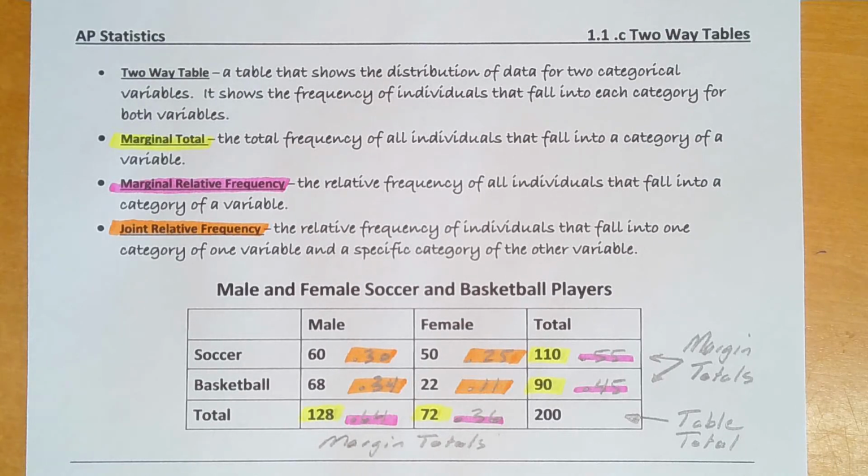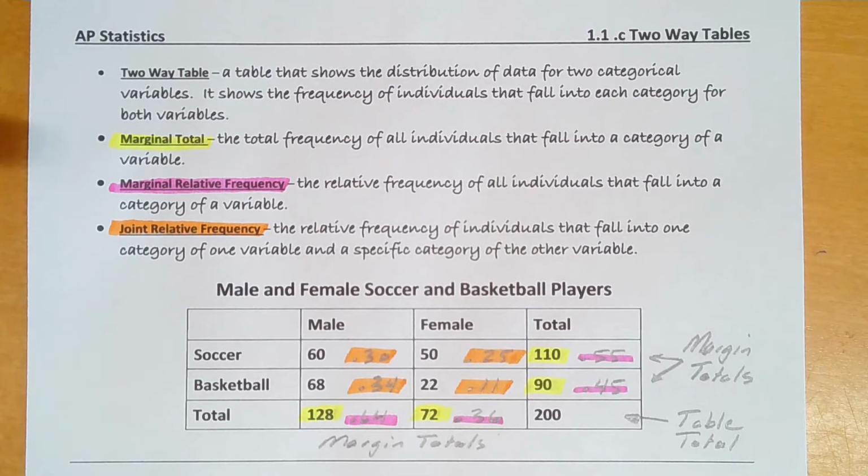Hi, everybody. Let's finish up our 1.1 notes by talking about two-way tables. A two-way table shows the distribution of data for two categorical variables. It shows the frequency of individuals that fall into each category for both variables. So we'll do some examples in just a minute.